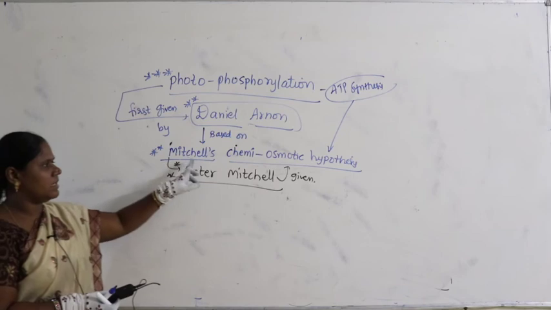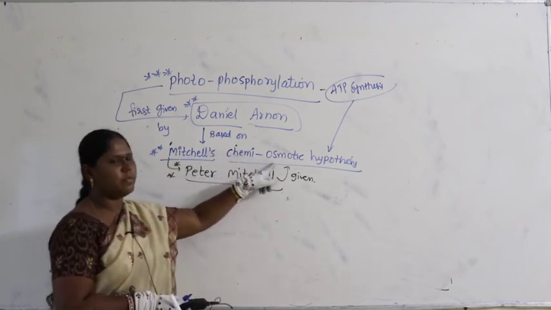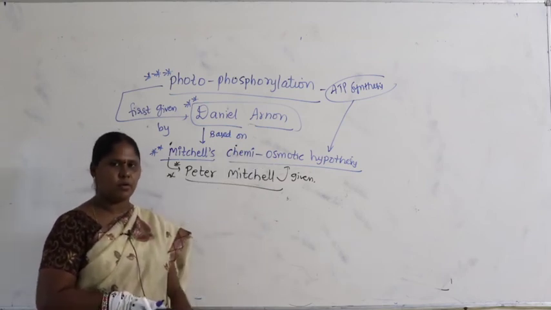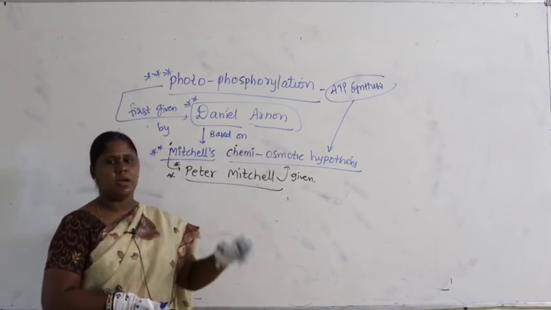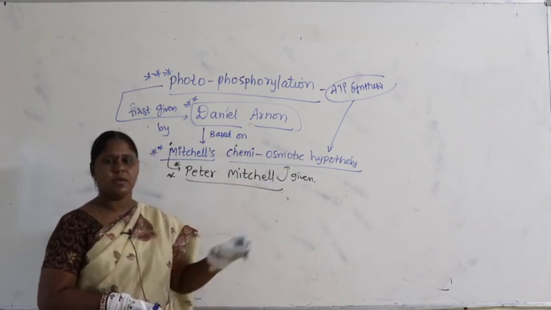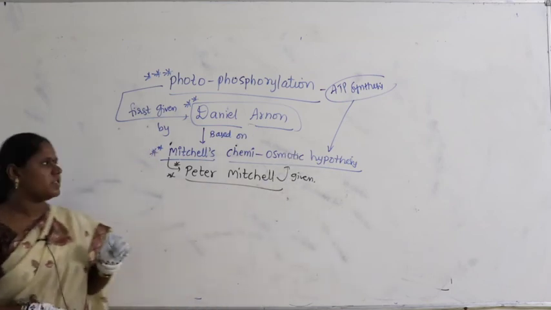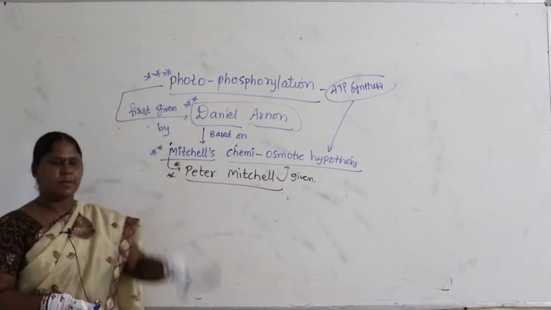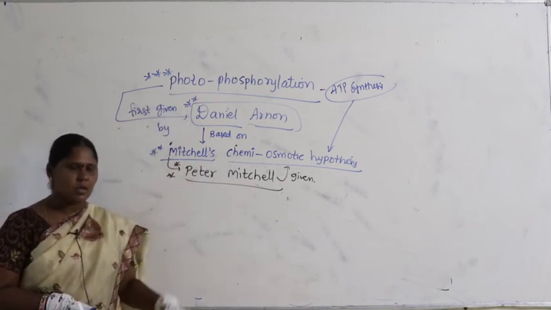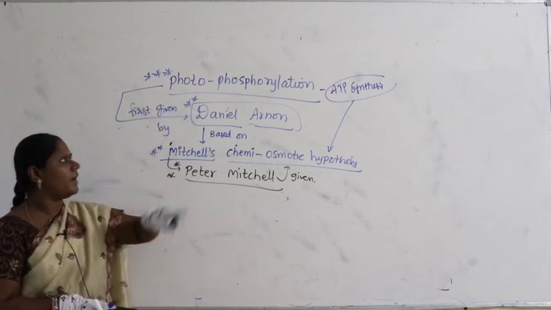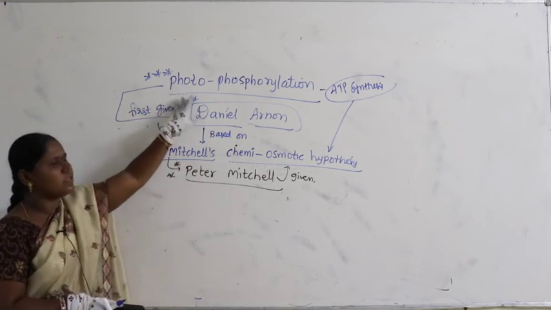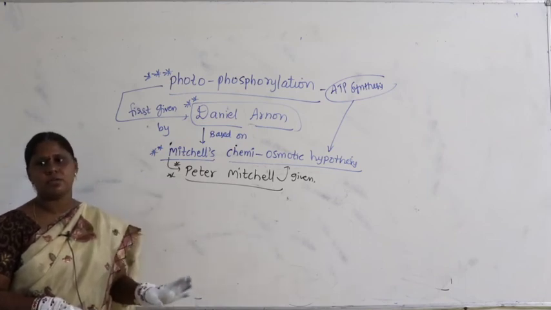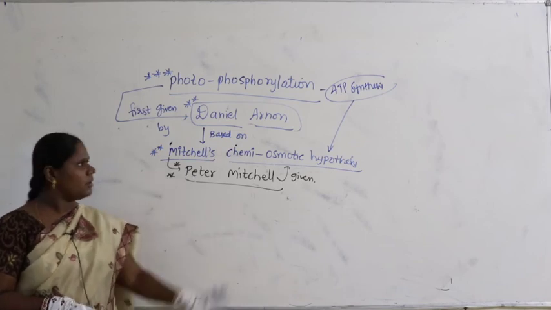Peter Mitchell studied chemiosmotic, meaning osmotic potential by osmosis, happening in the chloroplast and in the mitochondria, and how they generate ATP synthesis. The total concept is called Mitchell's chemiosmotic hypothesis. Photophosphorylation is itself Mitchell's chemiosmotic hypothesis, but the terminology photophosphorylation was given by Daniel Arnon. It's purely the chemiosmotic hypothesis given by Peter Mitchell, right? I hope you got it.